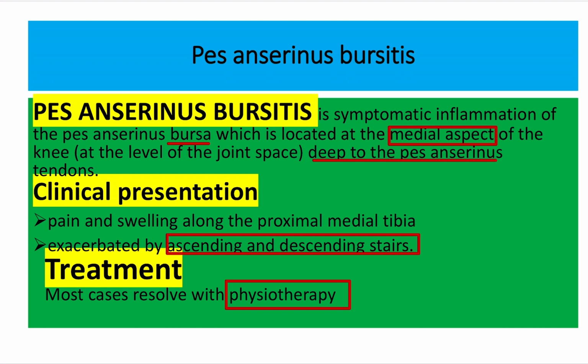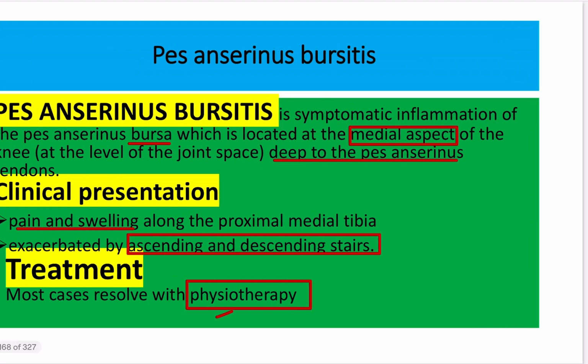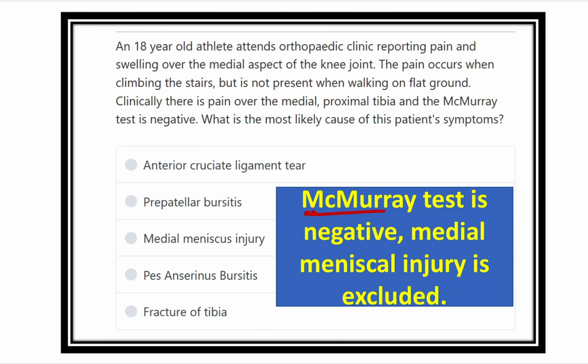And what is the clinical presentation? Clinical presentation is always pain and swelling along the proximal medial tibia, and it is exacerbated by ascending and descending. That means when a patient goes upward or downward on the stairs, the pain and swelling aggravate. And what is the treatment? The treatment is physiotherapy. And also here we can see the McMurray test. The McMurray test is the diagnostic tool for meniscus or medial meniscus injury. As the McMurray test is negative, that means there is no meniscus injury.